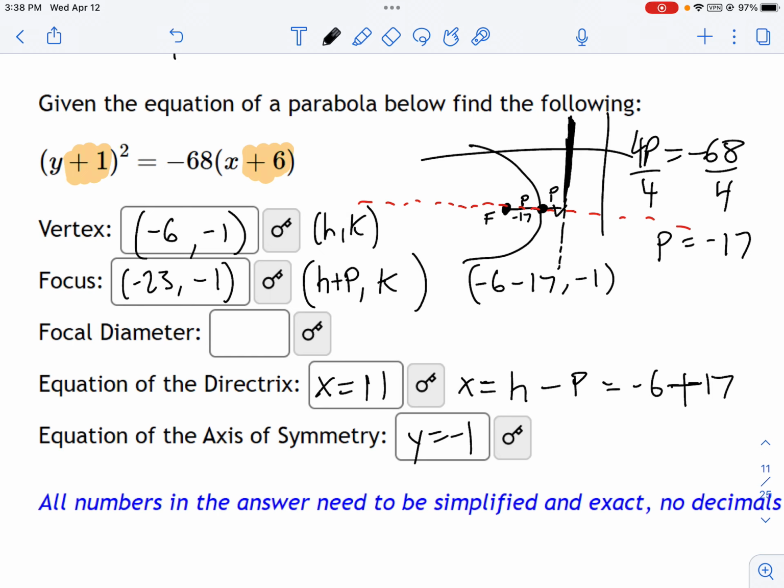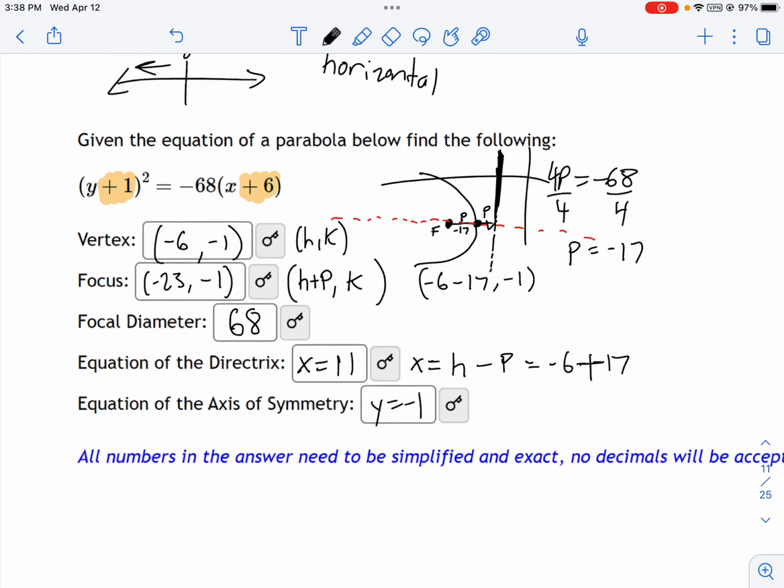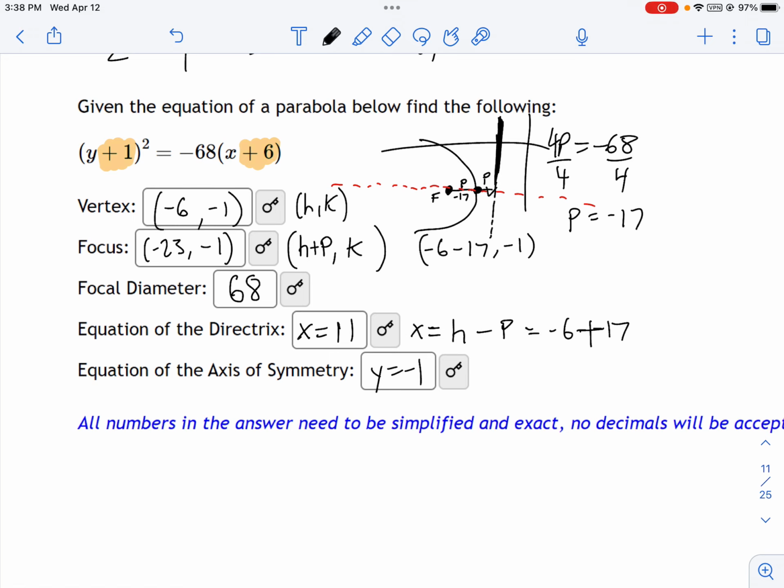Okay. And then from there you have a focal diameter. Your focal diameter is just a fancy word for 4p. Now, keep in mind though that a diameter is a length, and lengths cannot be negative. We see that in the 4p value, but it can't be a negative number because it's a length, so you just put positive 68 instead. And that would be all of the information for this problem.